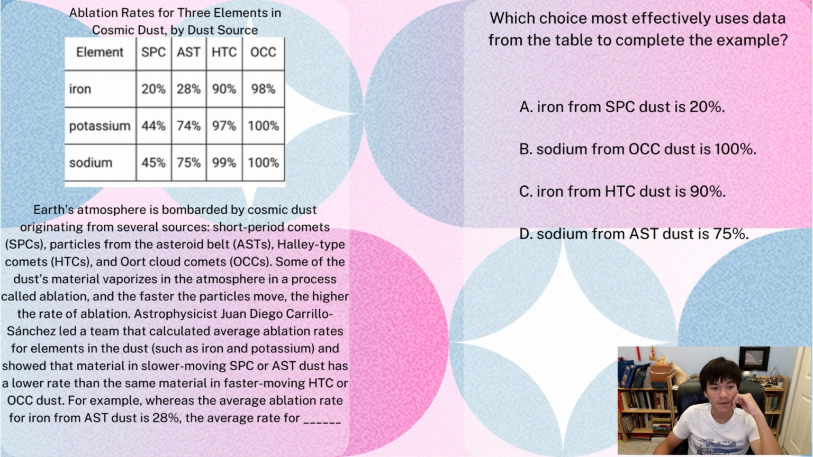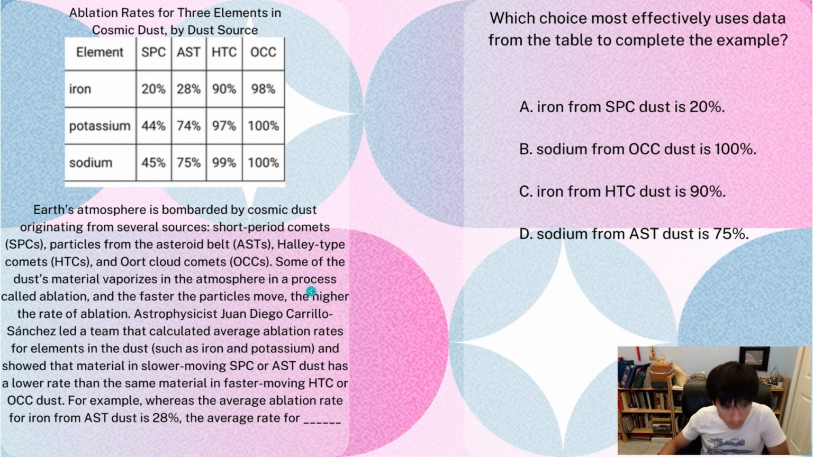Some of the dust material vaporizes in the atmosphere in a process called ablation, and the faster the particles move, the higher the rate of ablation. Astrophysicist Juan Diego Carlos Sanchez calculated average ablation rates for elements in the dust, such as iron and potassium, and showed that material in slower moving SPC or AST dust has a lower rate than the same material in faster moving HTC or OCC dust. For example, whereas the average ablation rate of iron from AST dust is 28%, the average rate for blank. We're trying to complete this idea using data from the table.